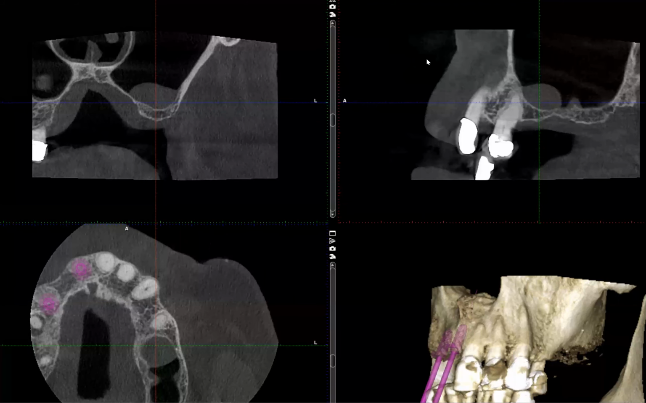Hello everyone. In today's video, I would like to compare two scans for before and after direct sinus lift procedure. So as you can see, this patient is missing several teeth in the posterior left maxilla.